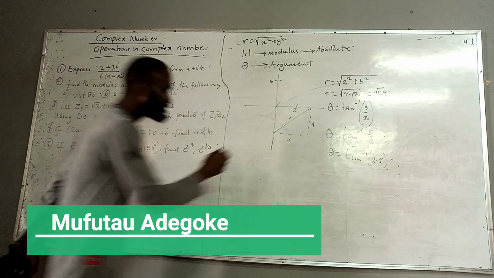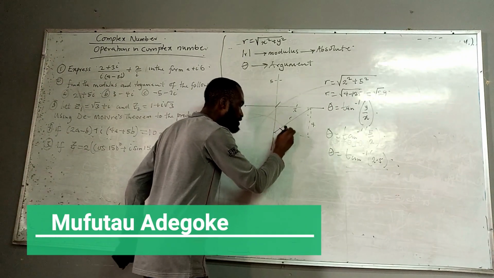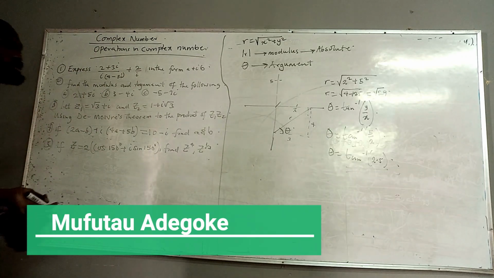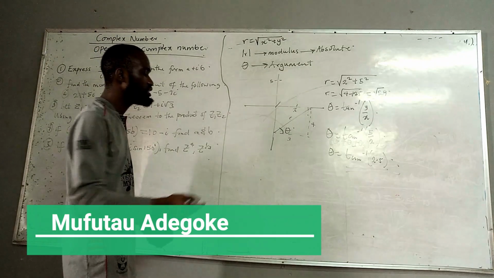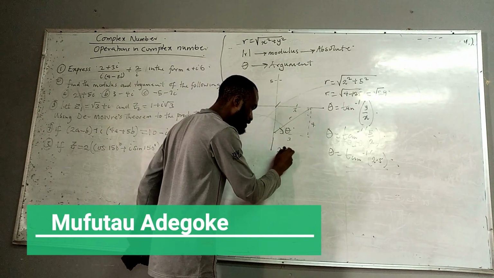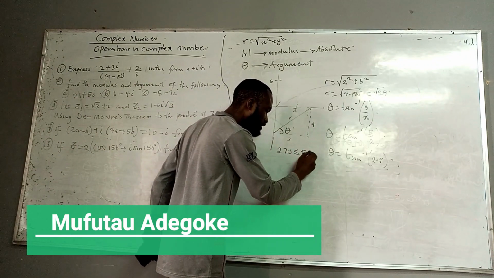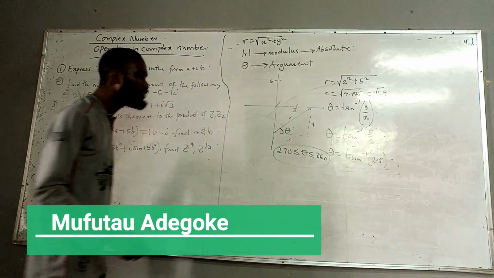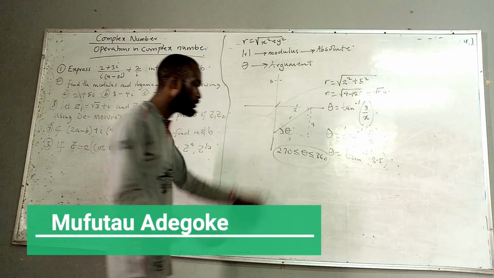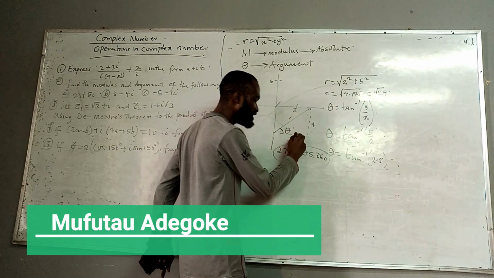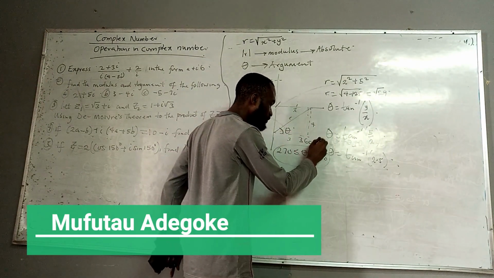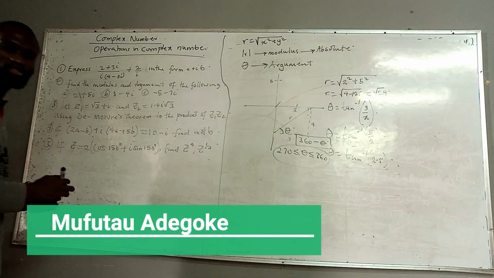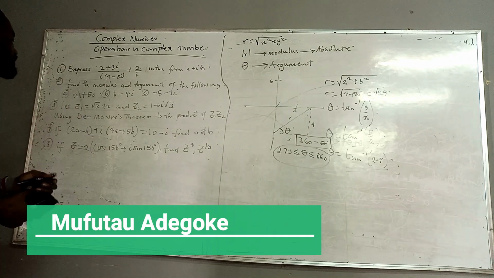It means the theta that I must get must be between 270 less than or equal to theta less than or equal to 360, which is my argument. Any value of theta that I get, I must subtract it from 360, because this quadrant is 360 minus theta. That is how to do the second one.